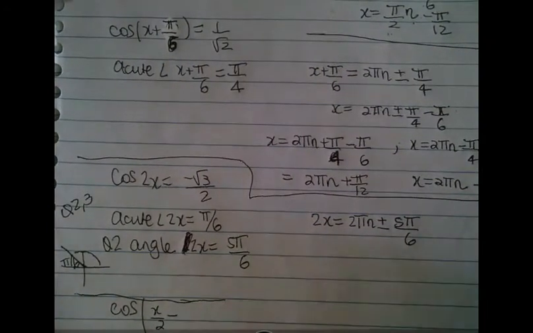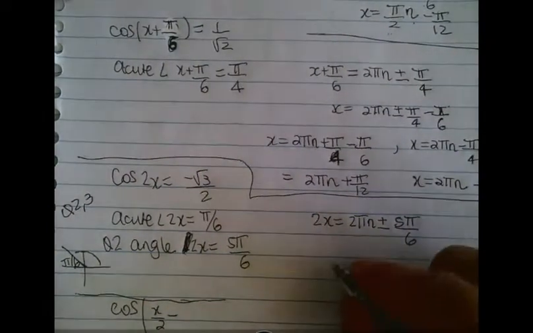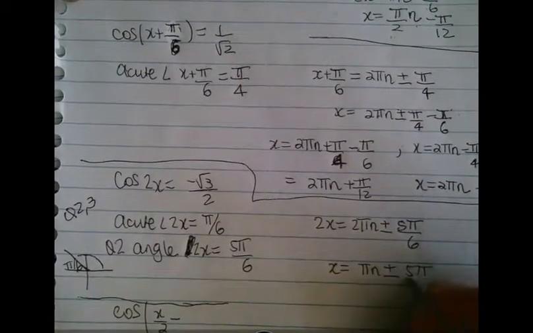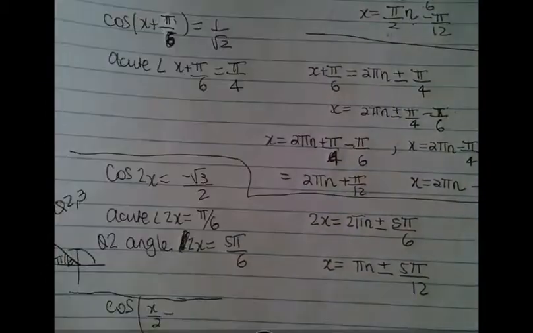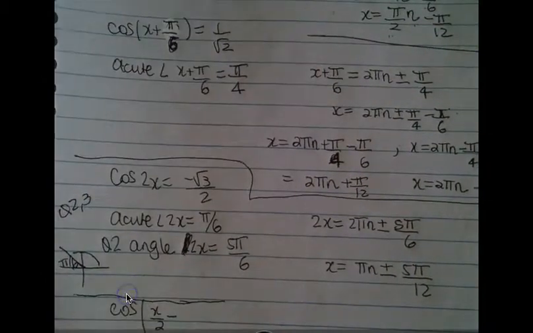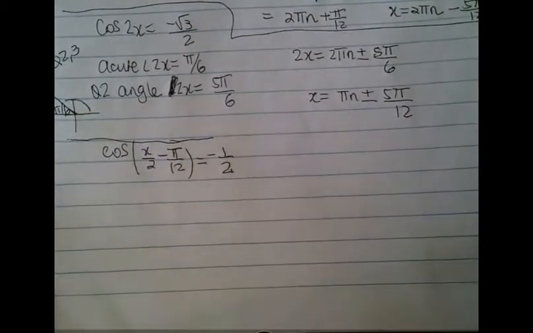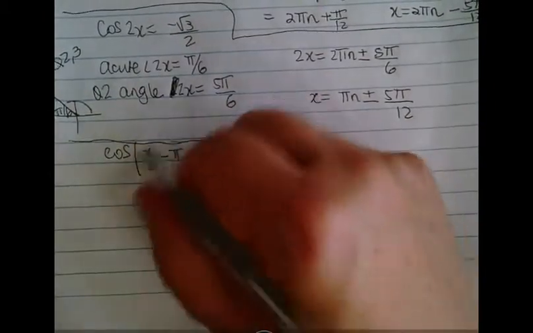You should be able to just divide by 2 with this one, no problem. X is pi n plus or minus 5 pi on 12. You've got your two solutions there already. Cos of x on 2 minus pi on 12 is negative a half. You just do it the same.